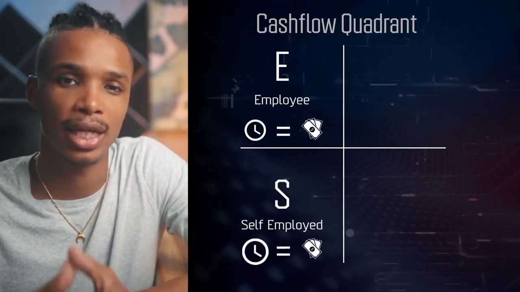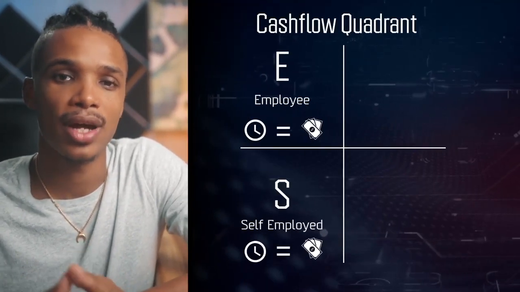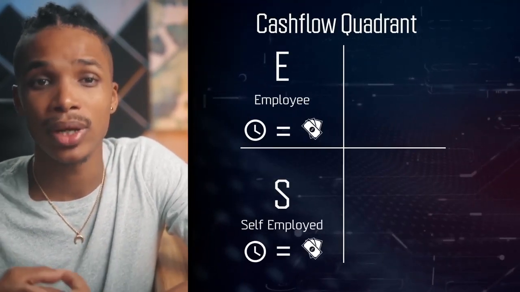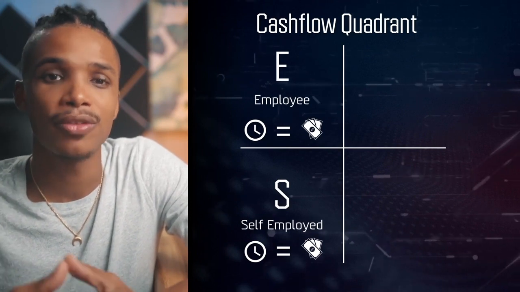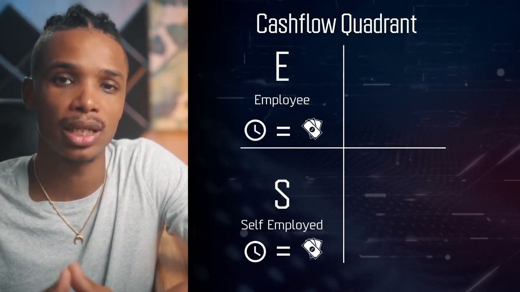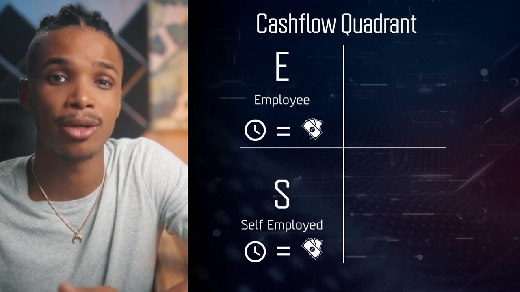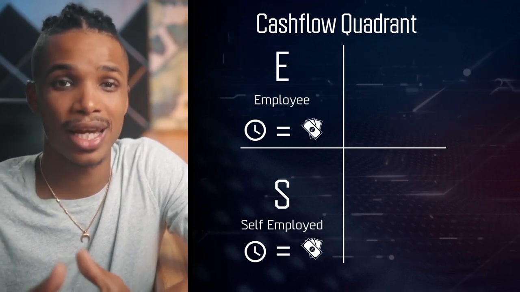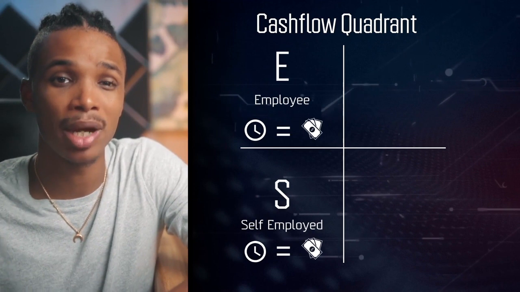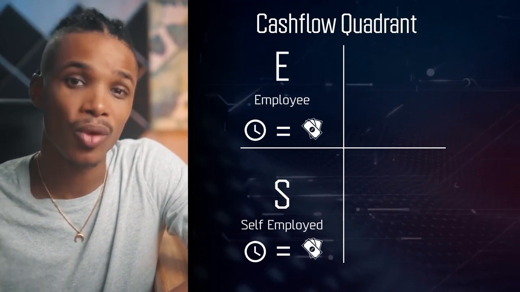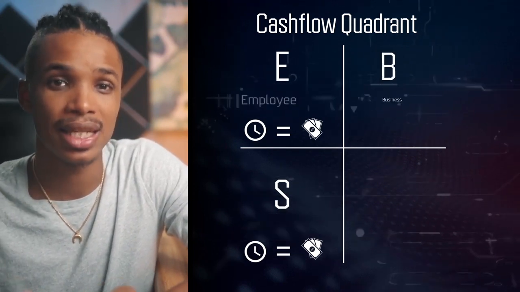On the left side of the cash flow quadrant, you're going to find E and S, employed and self-employed. Both of these scenarios are trading time for money. 95% of people make their money on the left side. However, the left side only accounts for 5% of the money being made in our world. On the right side, you'll find business and investments.